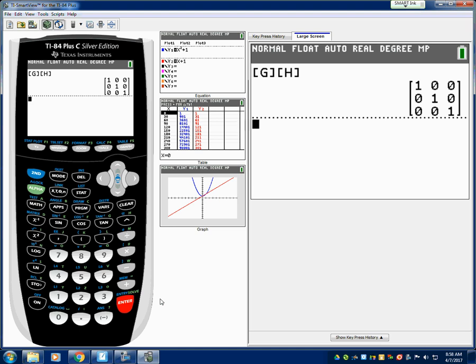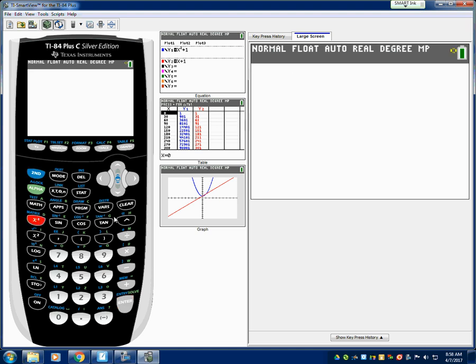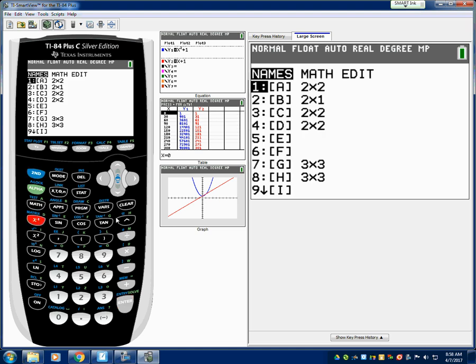Okay, so once again, go to second matrix. Does anybody need help editing the matrices? Okay, you have to first enter in all the elements of the matrix.